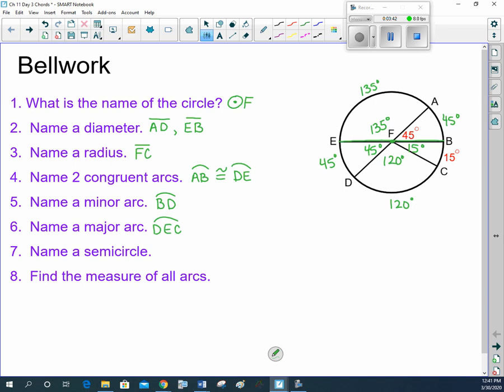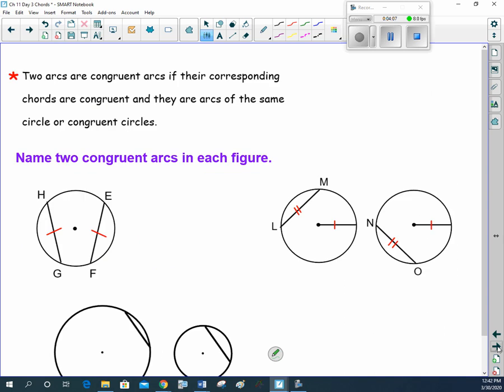Okay, name a semicircle. So remember, a semicircle you can do with 2 letters or 3 letters. So I'm going to say semicircle is the arc A to D. And then I'm also going to say semicircle ECB. I'm going to do it both ways. Both of those are semicircles. And then we found the measure of all the arcs previously. Okay, that was a quick review.